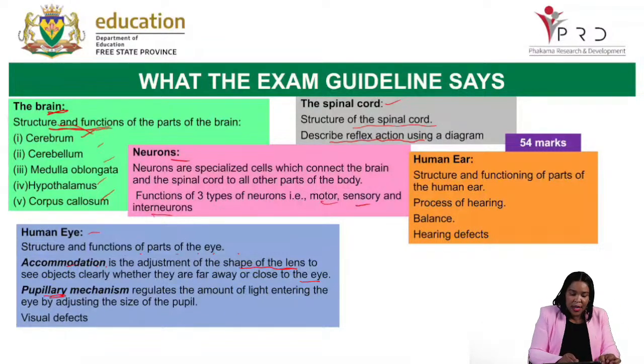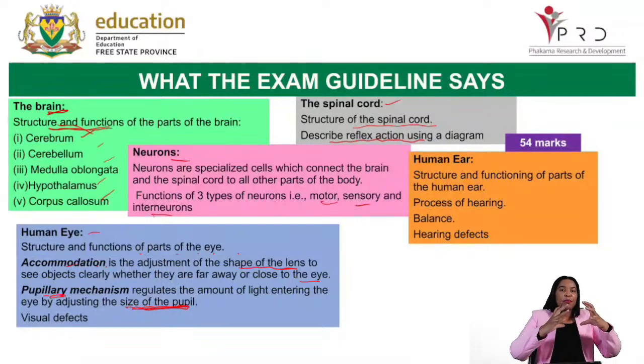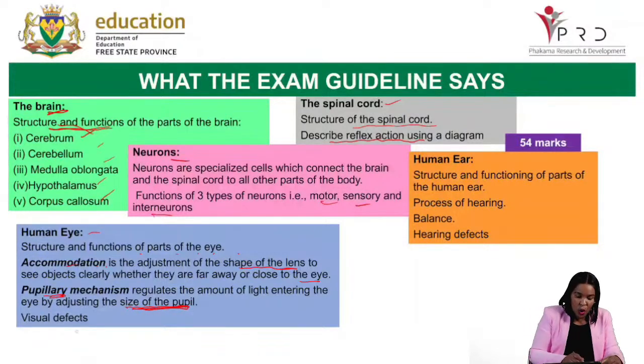Pupillary mechanism regulates the amount of light entering the eye by adjusting the size of the pupil. So you see, these are two things. The accommodation deals with the shape of the lens, but pupillary mechanism deals with changing the size of the pupil. So the diameter becomes wider or it becomes less wide. So then you must also know the visual defects.